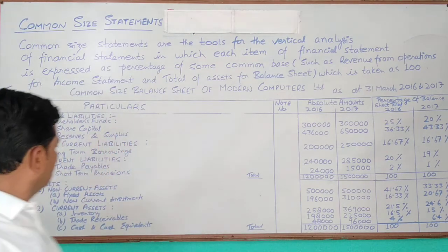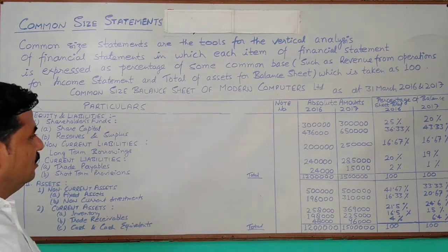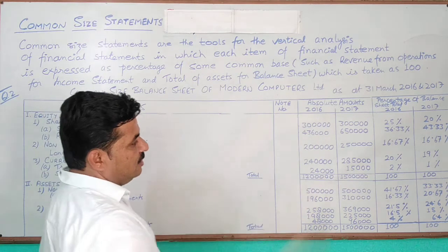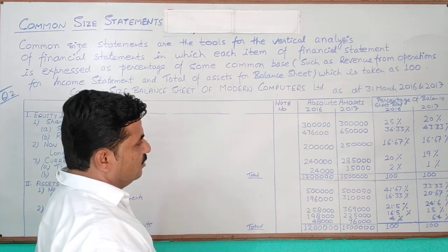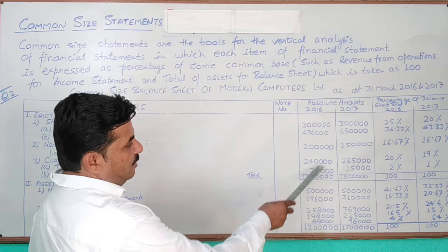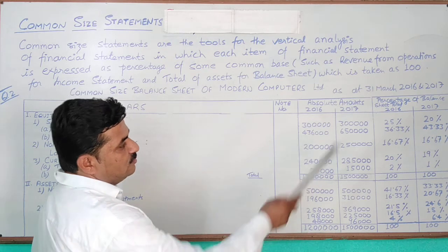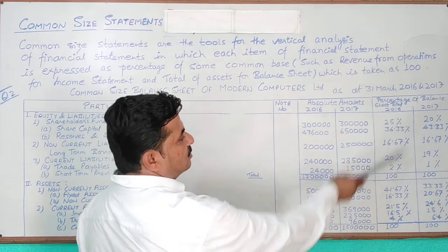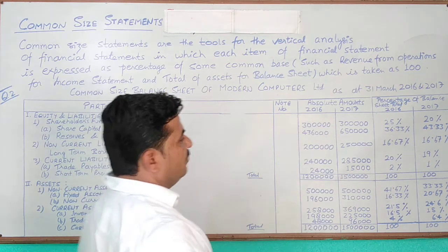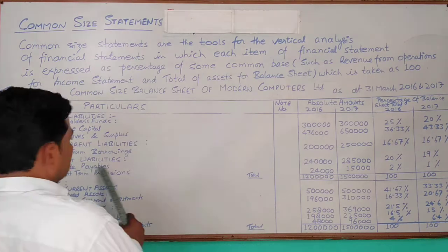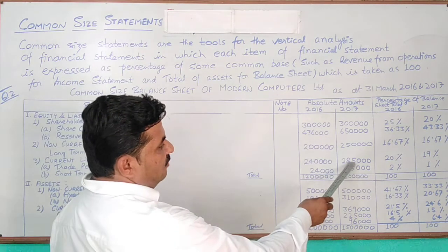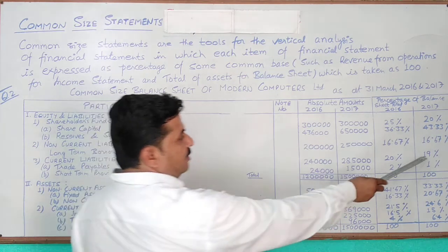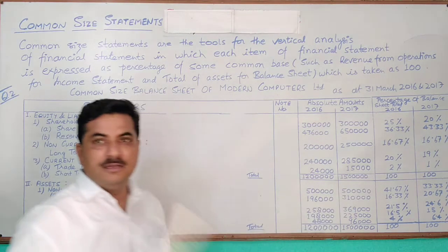And now we talk about trade payables, which are rupees 2,40,000 in the year 2016. So percentage becomes, as we can calculate, 2,40,000 divided by 12 lakh into 100, that is 20% of the balance sheet in the year 2016. In the same way, trade payables are 2,85,000 divided by 15 lakh into 100, which becomes 19% of the total of the balance sheet for the current year.